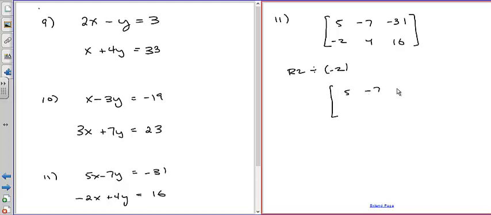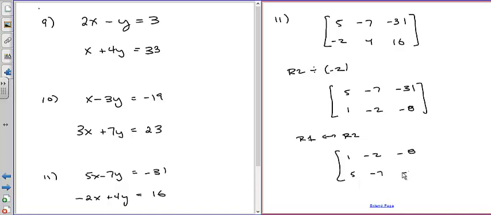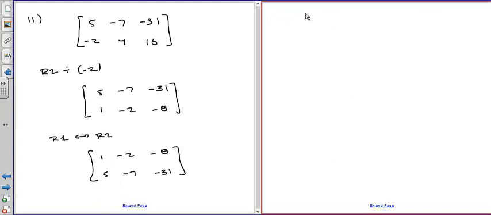So row 1 stays the same. Row 2 becomes 1, negative 2, negative 8. So this divided by negative 2 is 1, 4 divided by negative 2 is negative 2, 16 divided by negative 2 is negative 8. And then we'll switch row 1 with row 2. So that gives us 1, negative 2, negative 8, 5, negative 7, negative 31. Okay, so we got the first thing we wanted to get accomplished, which was to get a 1 in row 1, column 1.